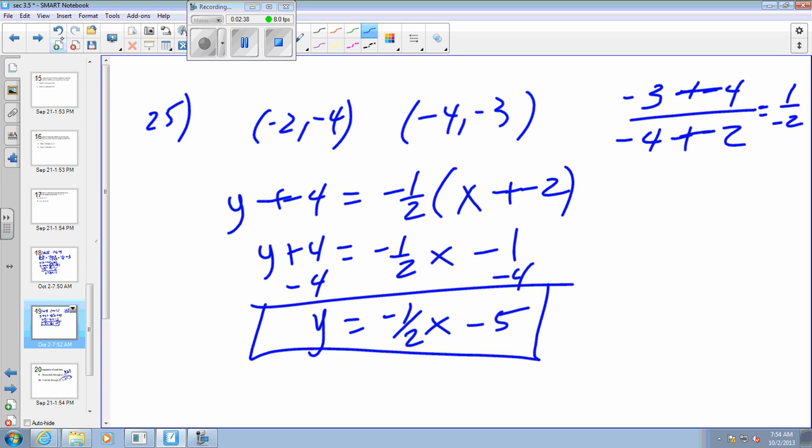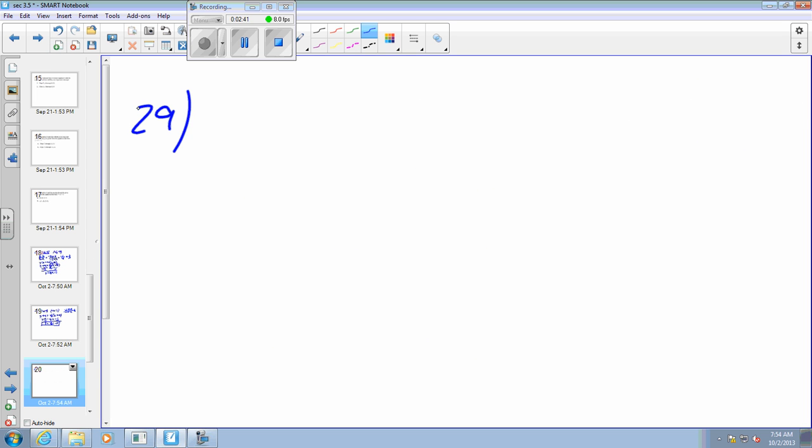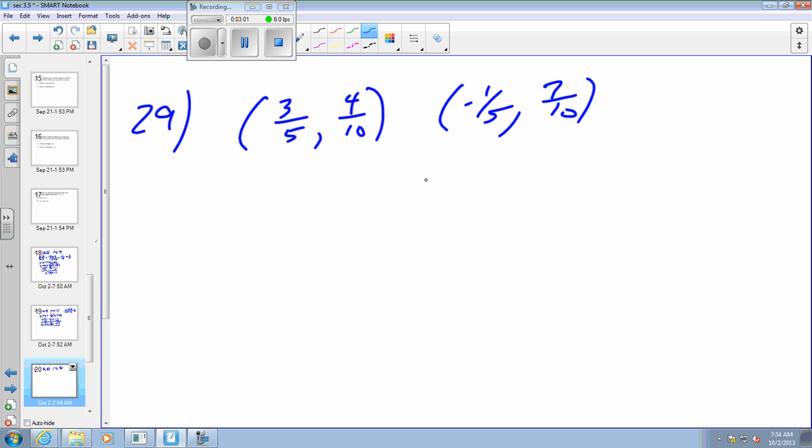29. This one we have a bunch of fractions. So I'm going to have negative 3/5 and 4/10 and negative 1/5 and 7/10. There's no negative here. Oh, it's positive 3/5. Thank you. So let's plug it into slope form.